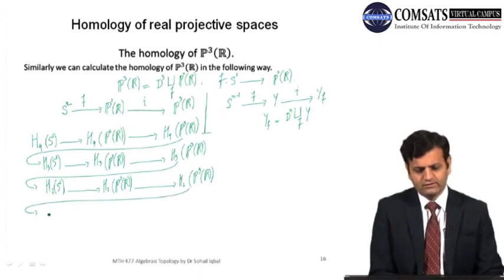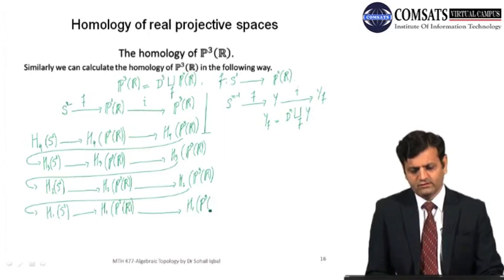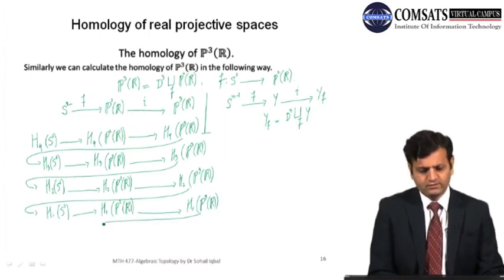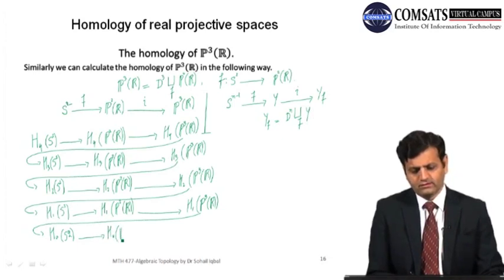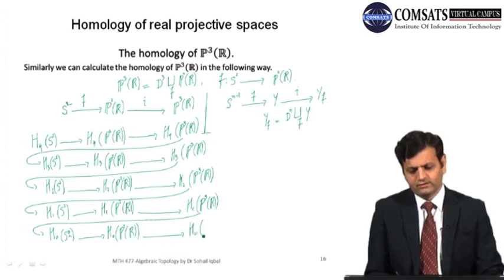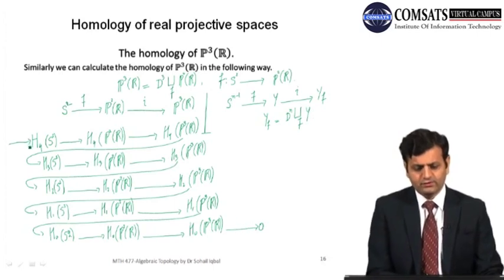Going on to H1 of S2, which goes to H1 of P2R, and which goes to H1 of P3R, and which goes on to H0 of S2, which goes to H0 of P2R, which goes to H0 of P3R, and which goes to 0. Now let's see how many homological groups we know here.